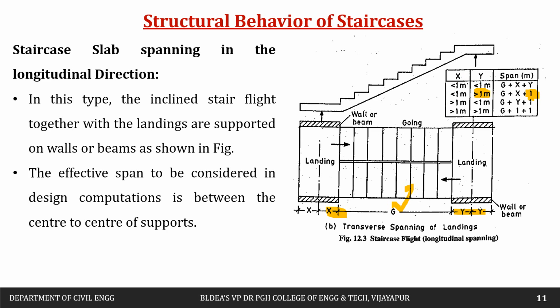Similarly in this case, x is greater than 1 but y is less than 1, therefore here we have 1 plus going plus y. Then next, when x is also greater than 1 and y is also greater than 1, then we have to take 1 here plus going plus 1 here. So from here till here, it is going plus 1 plus 1.